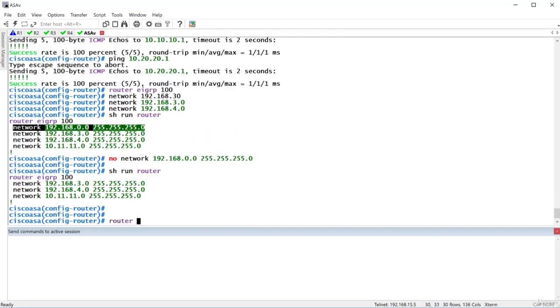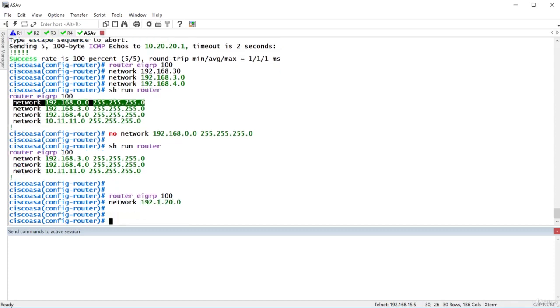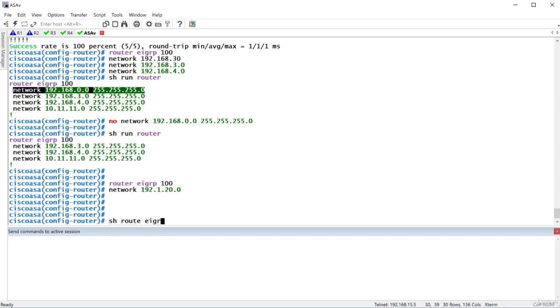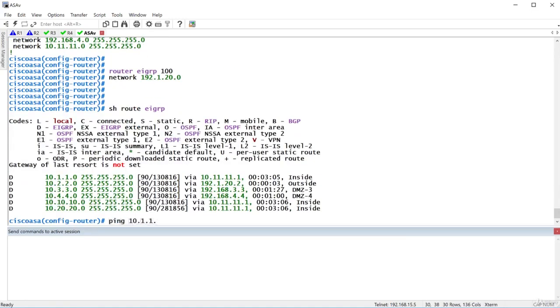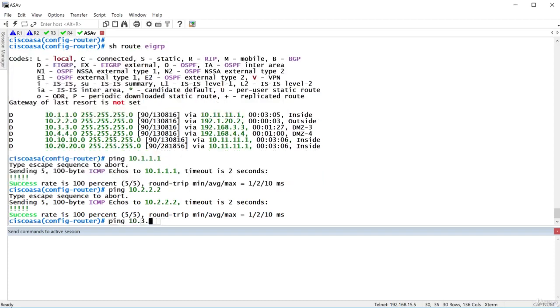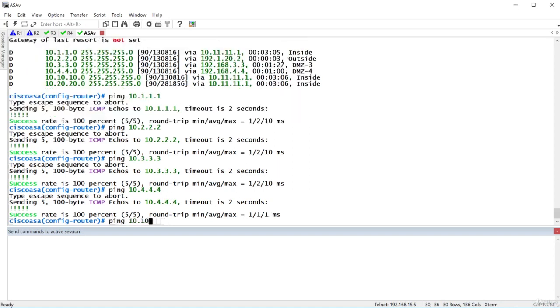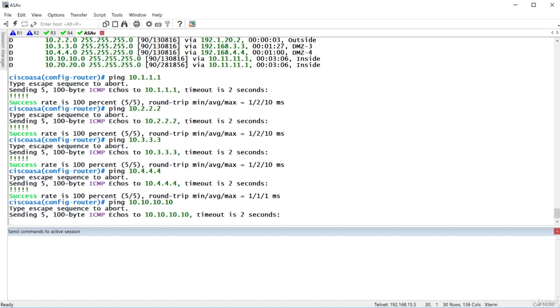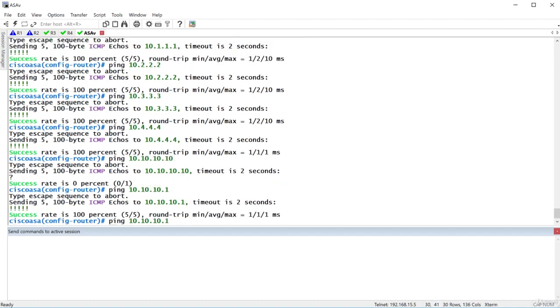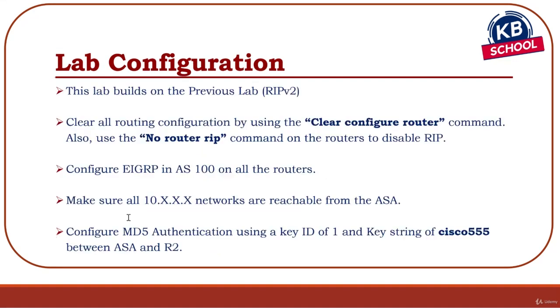On the ASA, router EIGRP 100, network is 20.0. Show route EIGRP. I have all the routes, should be able to ping all of them. So reachability is complete. Oops, not 10. 10, 20, 21. All reachability is complete. So this part of the lab, make sure all 10x networks are reachable from the ASA, done.